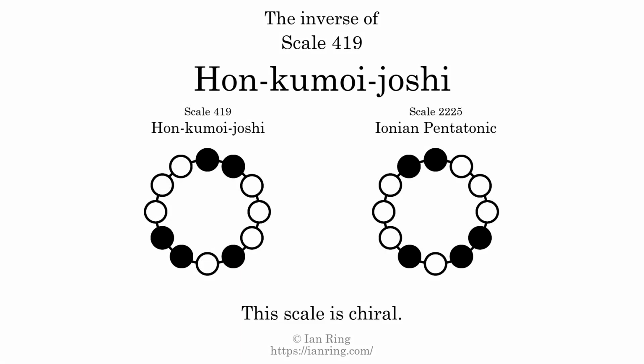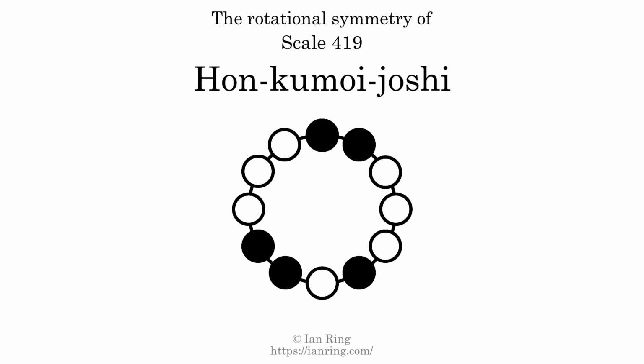The inverse of a scale is a mirror image. It is what you get when the sequence of intervals is reversed. The inverse of this scale is scale 2225, also known as Ionian pentatonic. This scale is chiral. It cannot transform into its inverse by rotational transformation. This scale has no rotational symmetry.